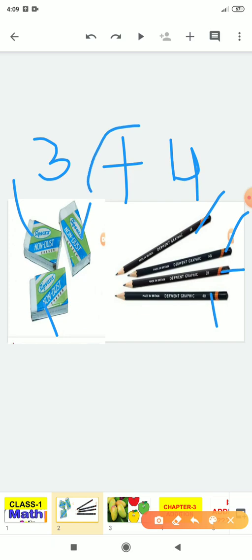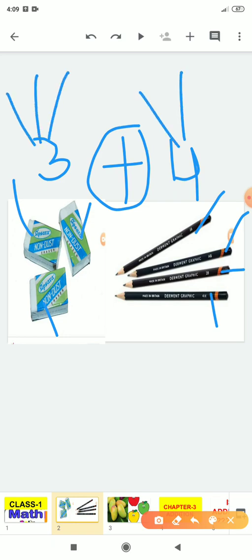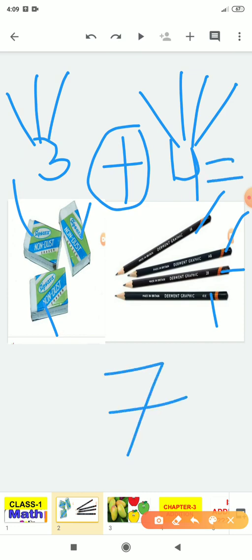This is the sign of add. Plus. Plus is the sign of addition. Okay, so let's start. Count 1, 2, 3, 4, 5, 6, 7. So 3 plus 4 is equal to 7. Okay, children?